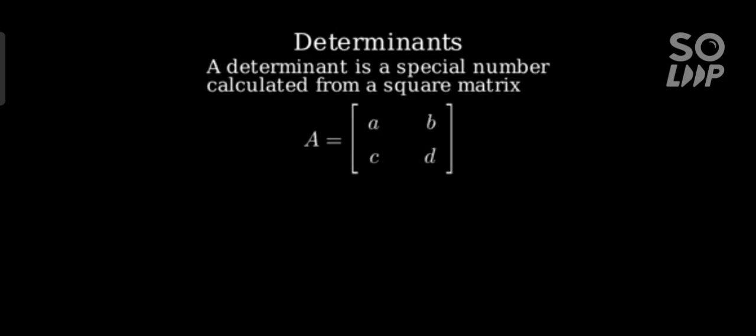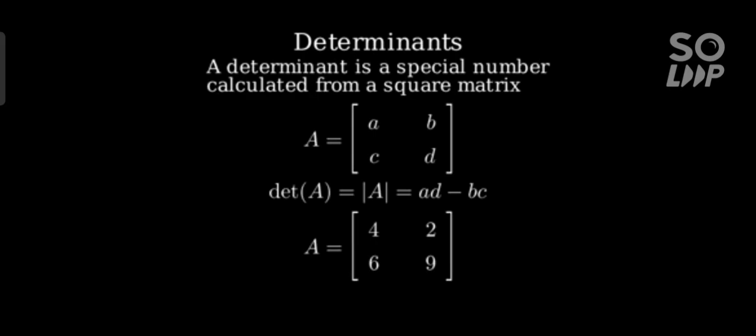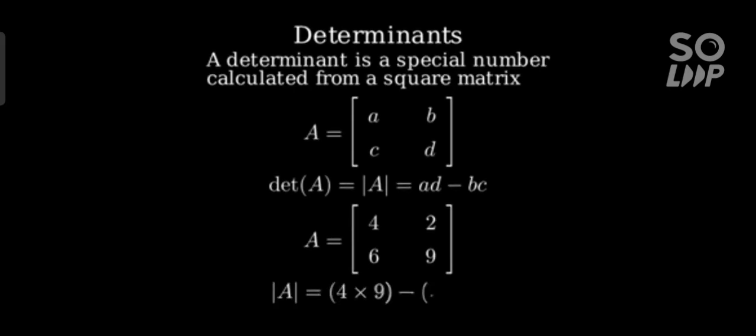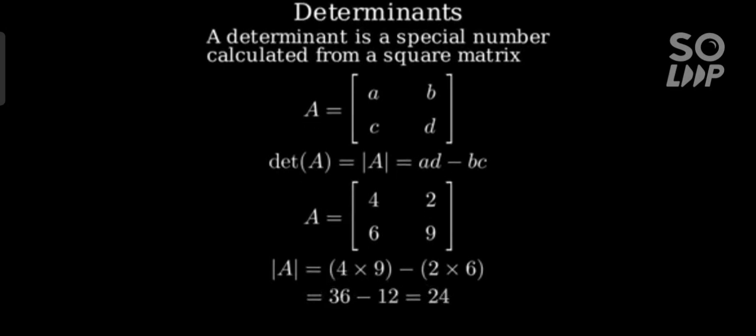Here's a simple 2 by 2 matrix, A. To find its determinant, we use this formula: multiply A times D, then subtract B times C. Let's try an example. Here's our matrix. To find its determinant, we'll multiply 4 times 9, which is 36, and subtract 2 times 6, which is 12. So the determinant is 36 minus 12, which equals 24.